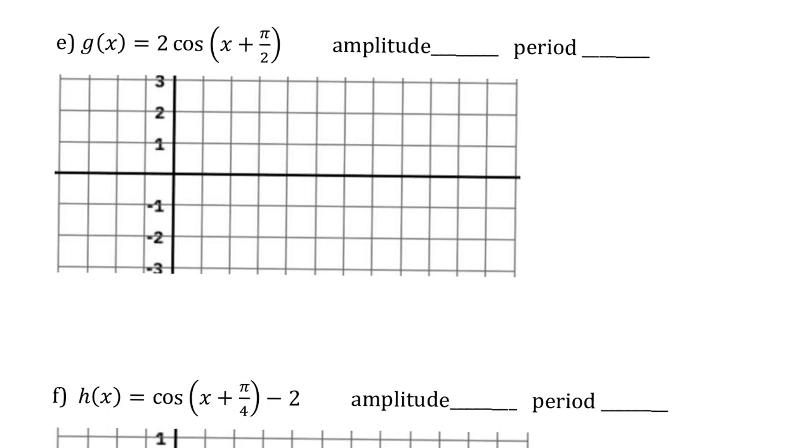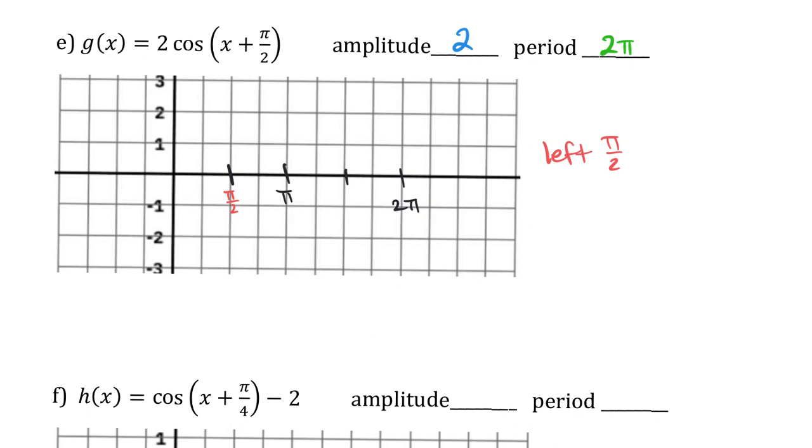Okay, g of x, what's the amplitude? 2. Period is still 2 pi, which is great. Our shift is going to go left pi over 2. But since my period's 2 pi, I'm going to go normal: pi, 2 pi. Now I need to figure out how big pi over 2 is so I can go left pi over 2. This is 0 to pi. Pi over 2 should be in the middle. So this is pi over 2.